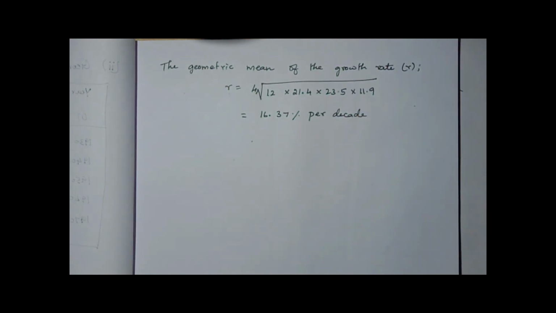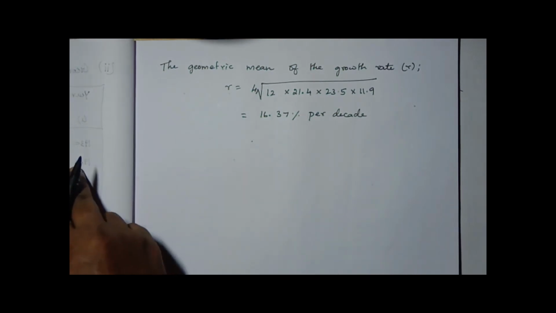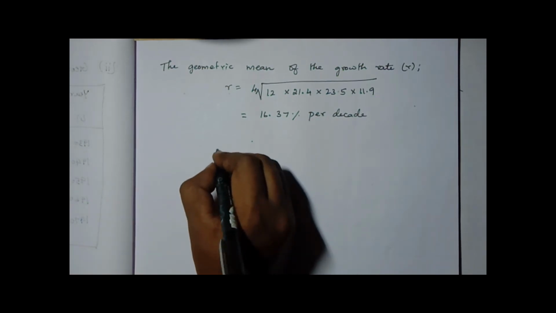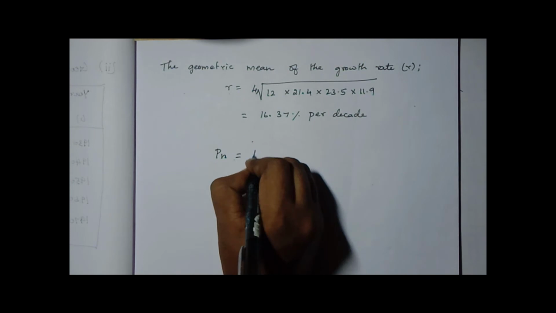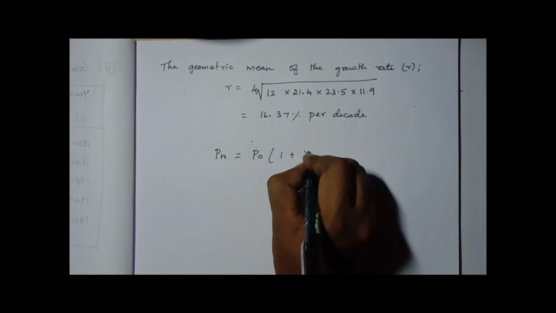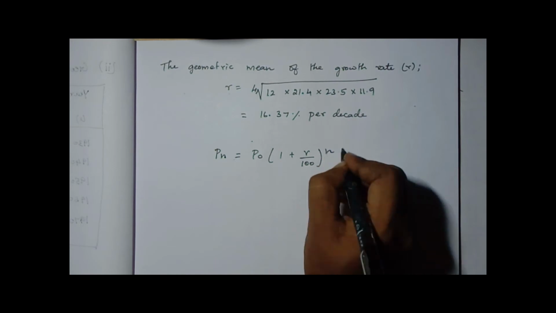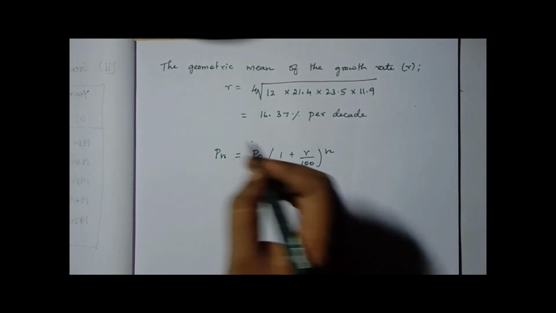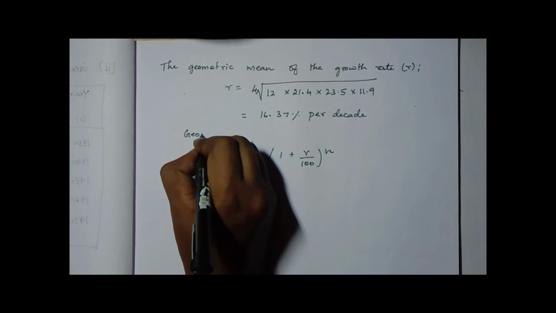So now, assuming the future population increases at this constant rate, we will have a formula. We had a formula for the arithmetic increase method, Pn is equal to P naught plus n into x bar. Similarly, for geometric increase method, we have the formula Pn is equal to P naught into (1 plus r by 100) to the power n. So this is the formula for geometric increase method.